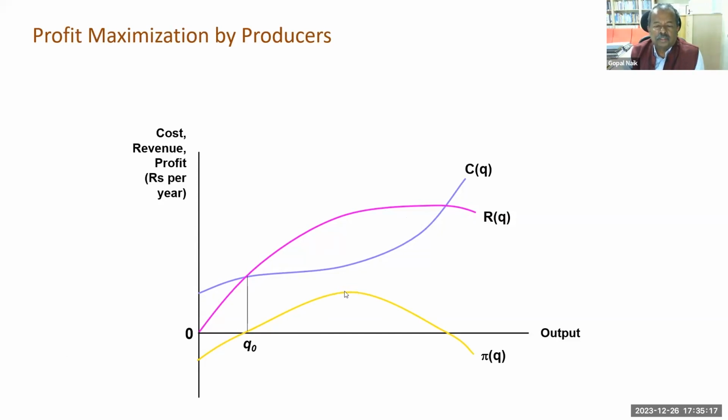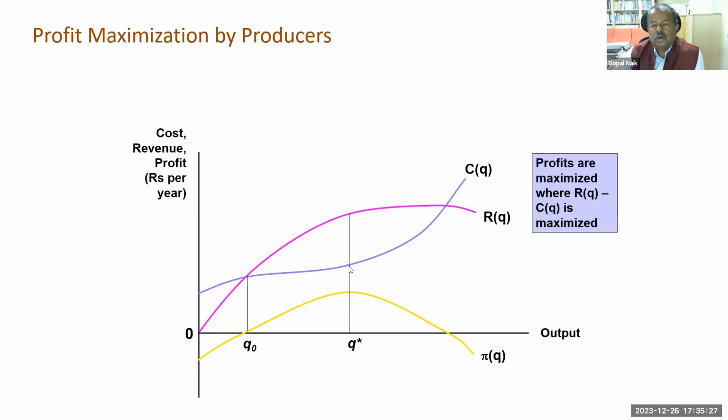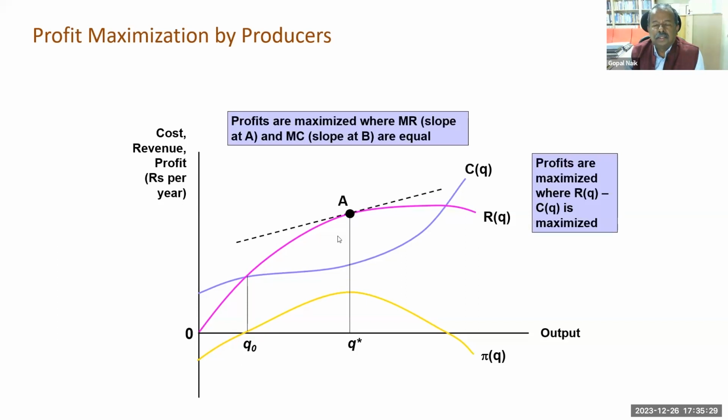So profit maximization is here, and therefore that's where the difference between the revenue and the cost is maximum. At this point, it turns out that if you look at the slope of the revenue curve and the slope of the cost curve, they are equal. The slopes are equal at these points. So that is where the profit is maximized.